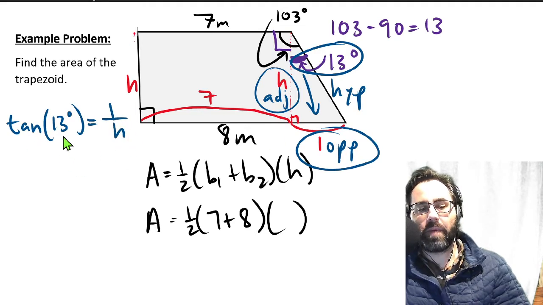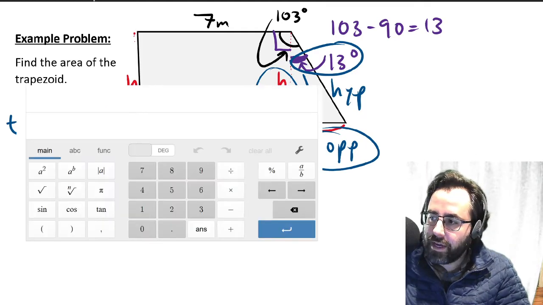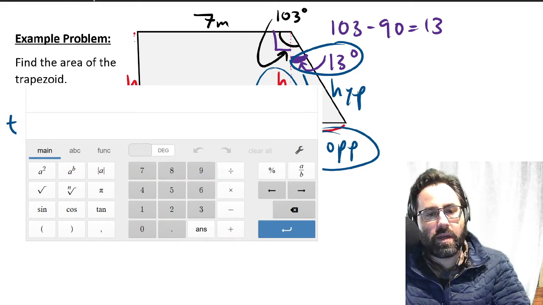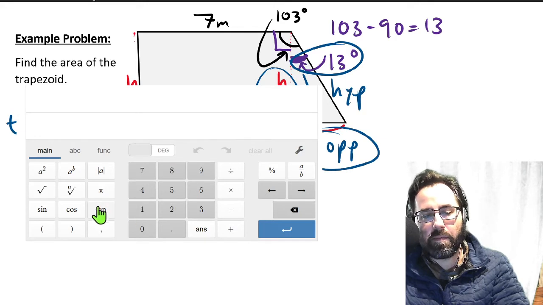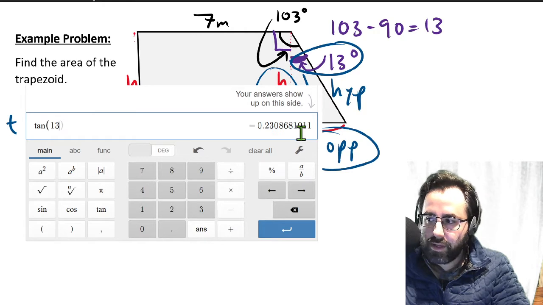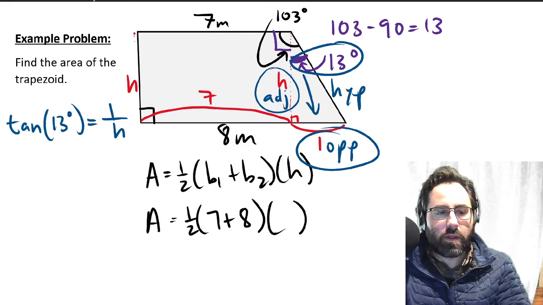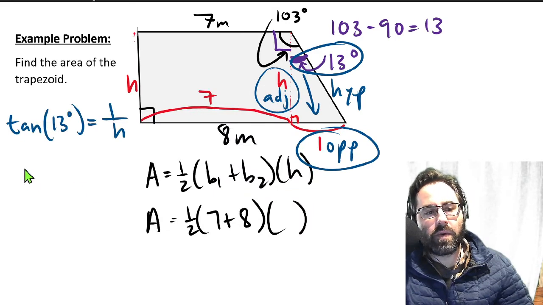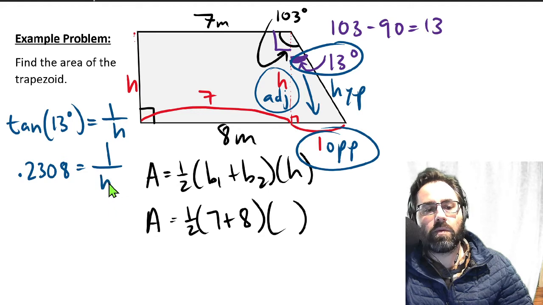And now we look up the ratio for the tangent of 13 degrees, and we pull out our handy dandy calculator, and we punch in, making sure we're in degree mode, in Desmos, tangent 13, 0.2308. All right, we could copy and paste this, we could do more things. I'll show it my way. So back to right here really quick, the tangent of 13 degrees is 0.2308, equals 1 over h.